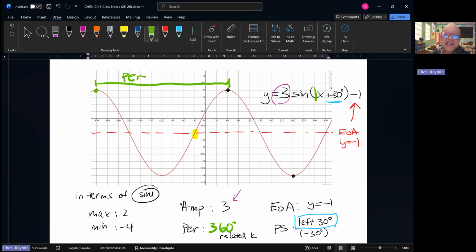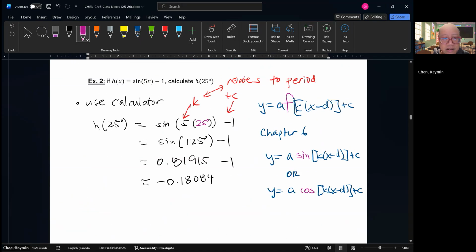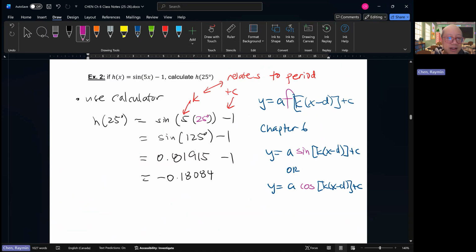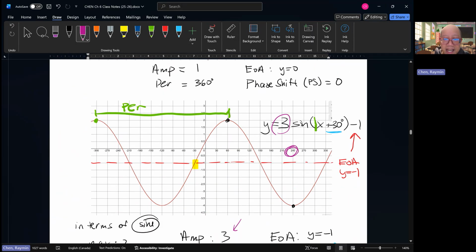And how could we check this answer? Well, let's see if you can check this point. Try to check the point 240 degrees. Some of you say, well, I don't know how to do that. Well, if you go back to our very first question, or second question, can you find that value? Calculate when h is 25 degrees. You can now try to do it to check to see if it's going to equal 240. And I guarantee you, when you plug in 240, make sure you calculate in degrees. 240 plus that 30 degrees, take the sine of that, times it by 3, subtract 1, and we'll get a value of -4.